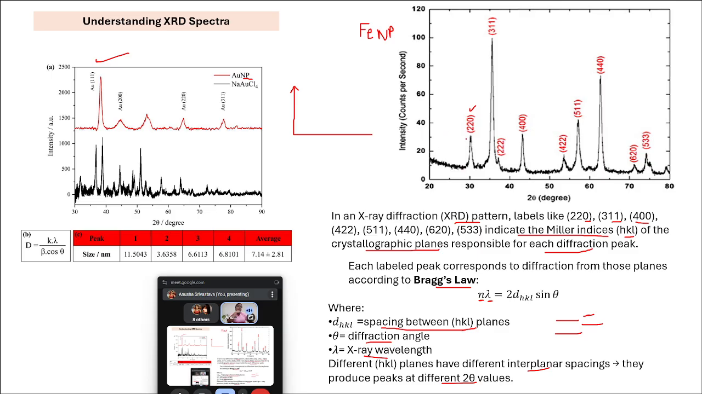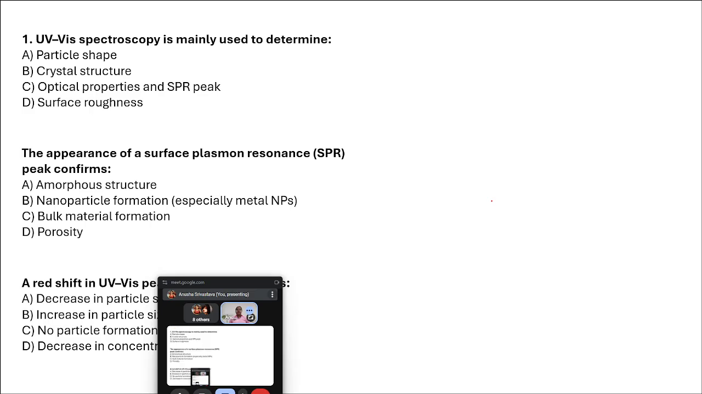spectra somewhat similar to this, we match it with what is available in the literature, these Miller indices and spectral patterns, at what positions they come. We look for these 2 theta values, and by comparing them with those already reported, we can conclusively, or experimentally, say that we have synthesized copper, gold, or iron nanoparticles. Okay, so now we'll do some questions.